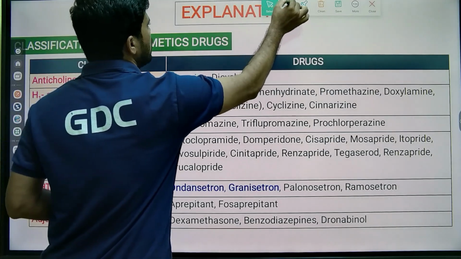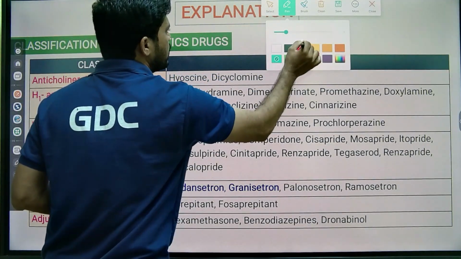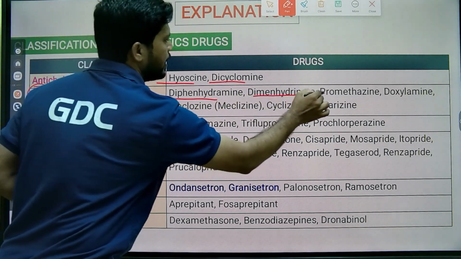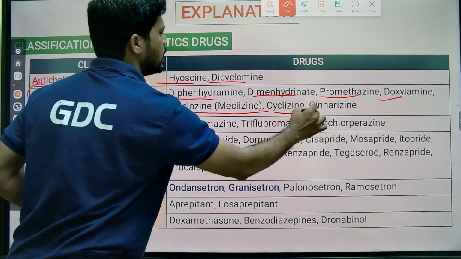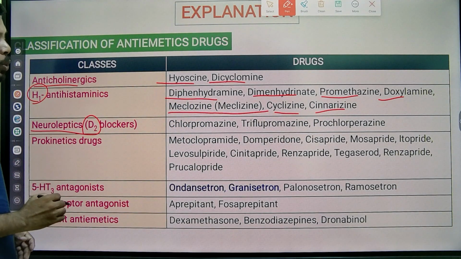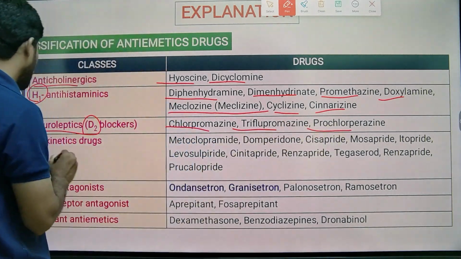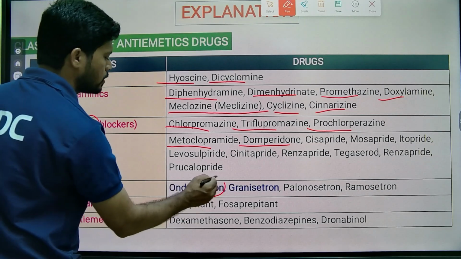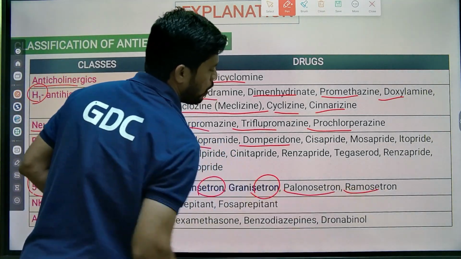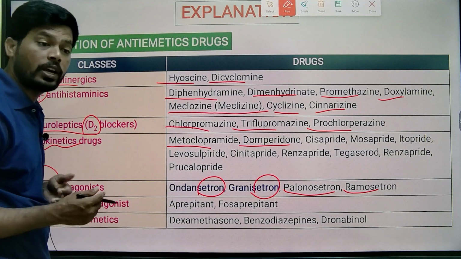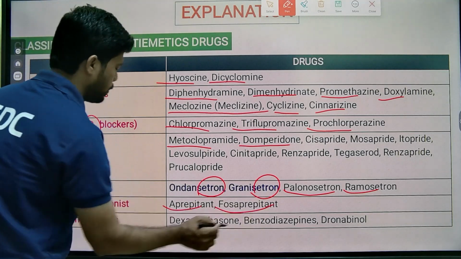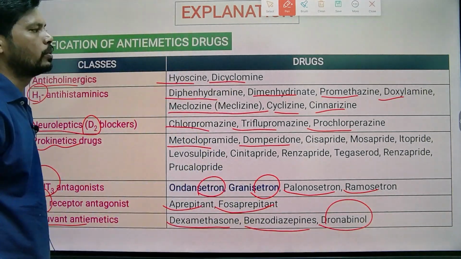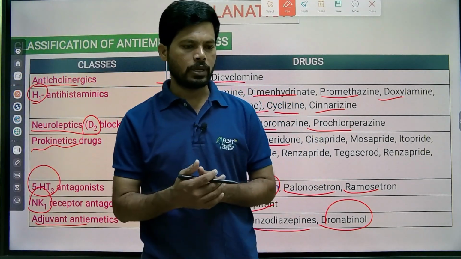Here is the list of drugs that help in the treatment of vomiting. Anticholinergics like hyoscine and dicyclomine; H1 receptor blockers like diphenhydramine, dimenhydrinate, promethazine, doxylamine, meclizine, cyclizine; and neuroleptics, which are antipsychotics that block dopamine type 2 receptors, like chlorpromazine and triflupromazine. Prokinetics, which increase the movement of the GIT, like metoclopramide and domperidone. Serotonin type 3 receptor antagonists, the setrons: ondansetron, granisetron, palonosetron, ramosetron. Neurokinin 1 receptor antagonists, or substance P antagonists: aprepitant, fosaprepitant. And adjuvant supportive agents like dexamethasone, benzodiazepines, and dronabinol, a cannabinoid derivative. These are the drugs that help in the treatment of vomiting.